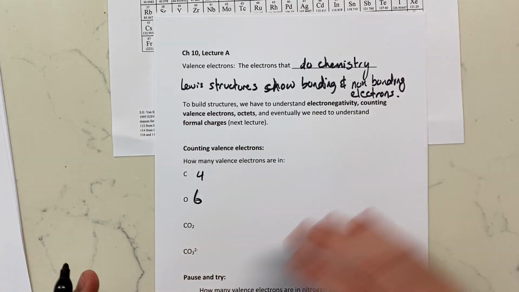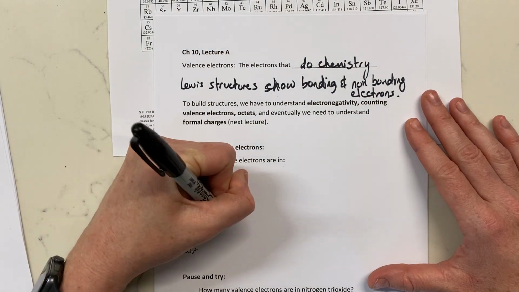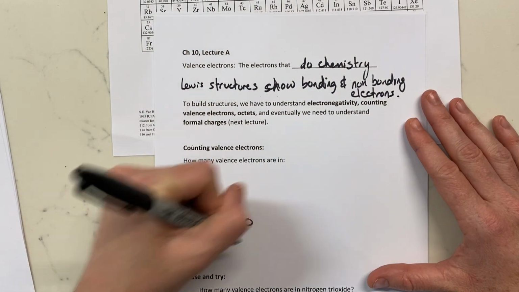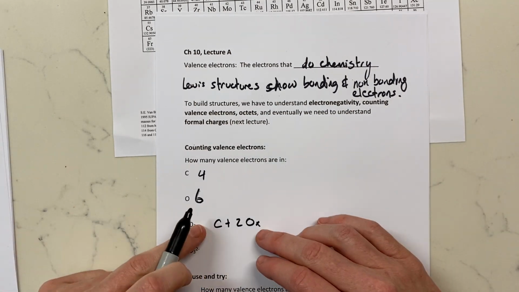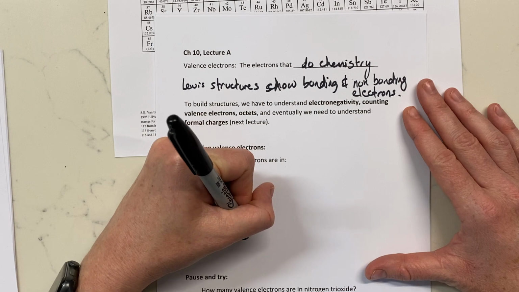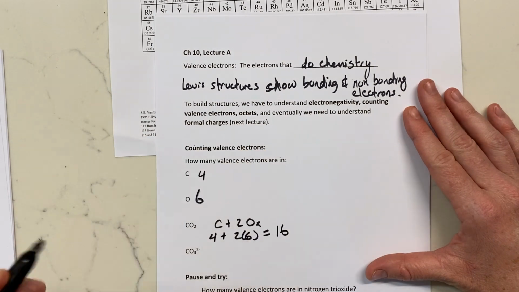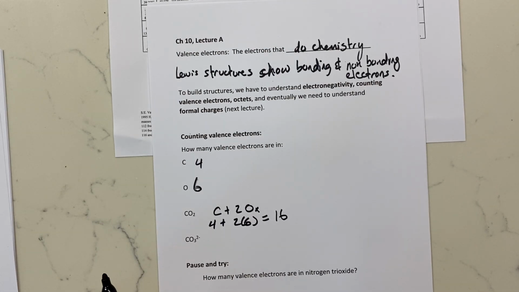And that same principle applies for molecules. So here we have carbon dioxide. That's a carbon plus 2 oxygens, right? And if I want to know the number of valence electrons here, I'd say, okay, well, that's 4 plus 2 times 6. And this would be 12 plus 4 is 16, I believe.